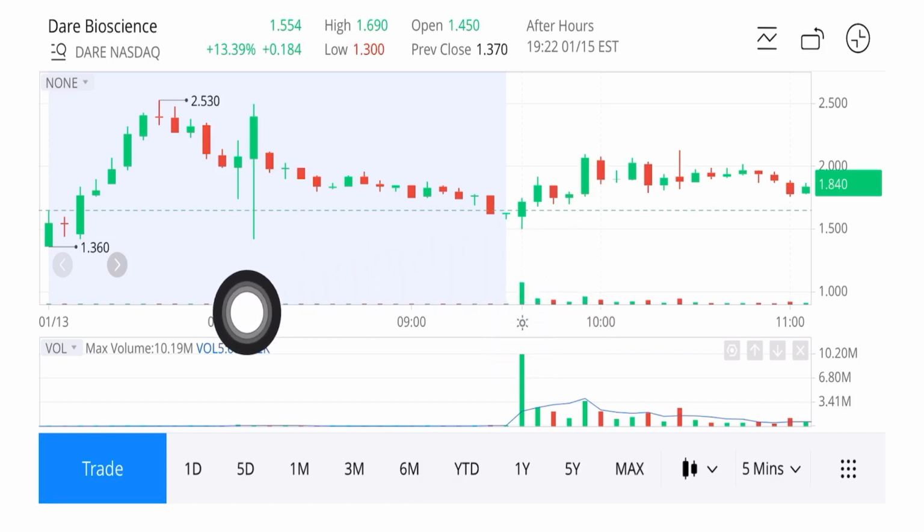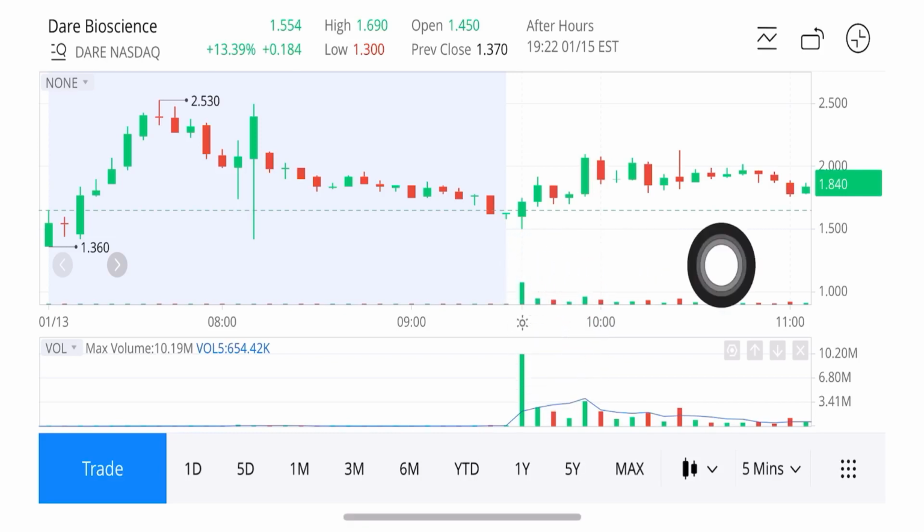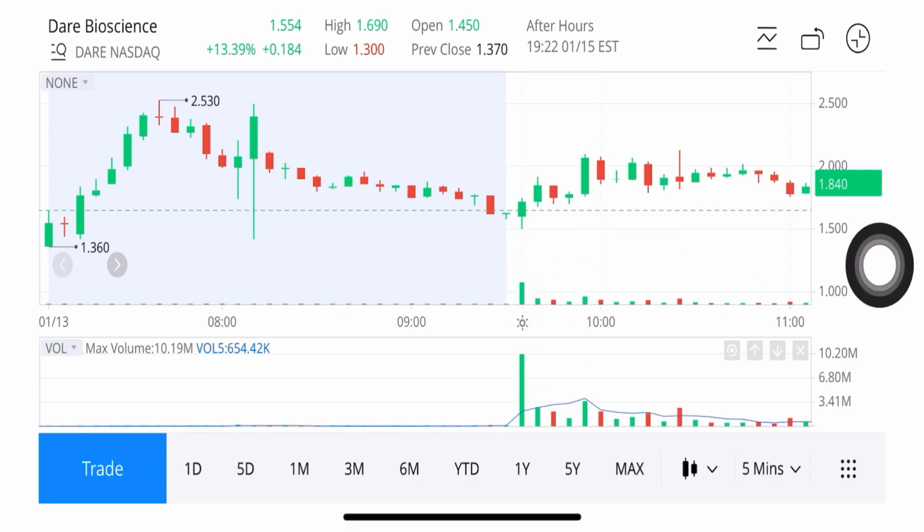If you notice this one, there's not much volume that backs that candle. This one right here, you can see it's about 10 million shares, 10 million volume right here on that candle. So that right there is a very bullish signal, and that's a strong signal and a good place to enter your trade with confidence.